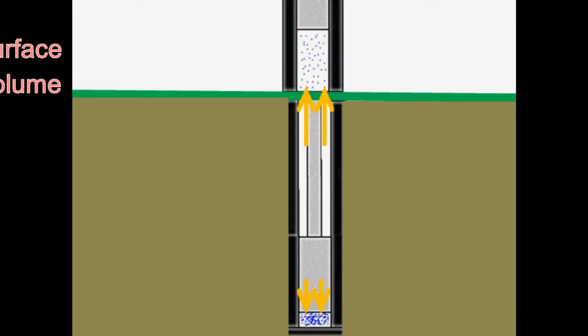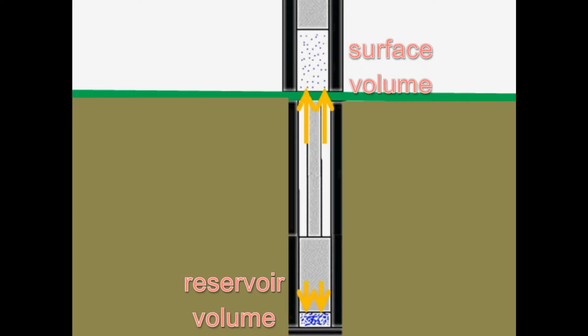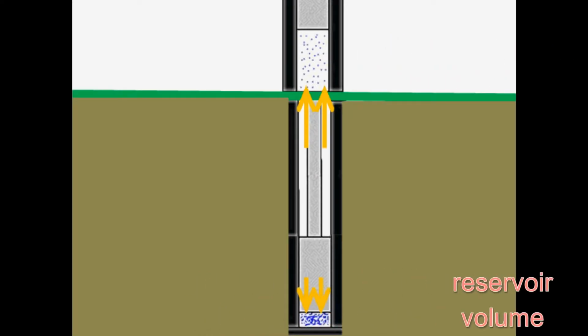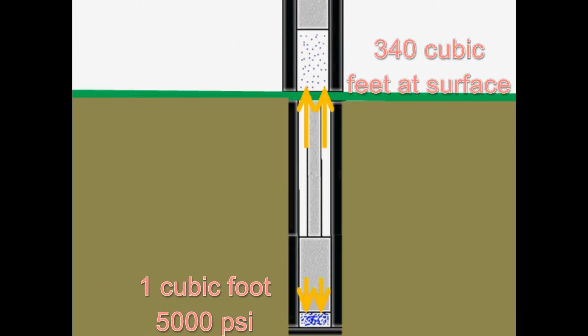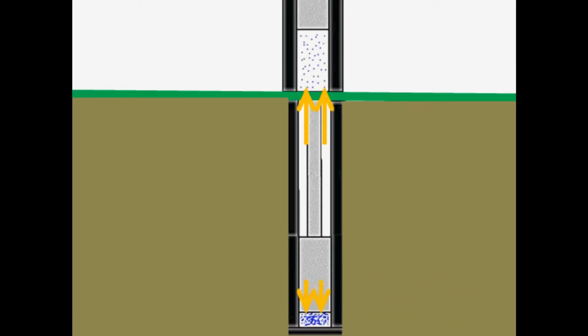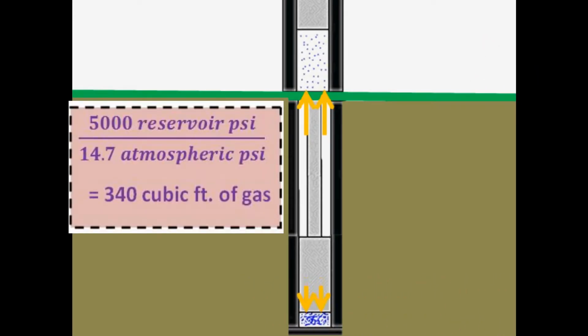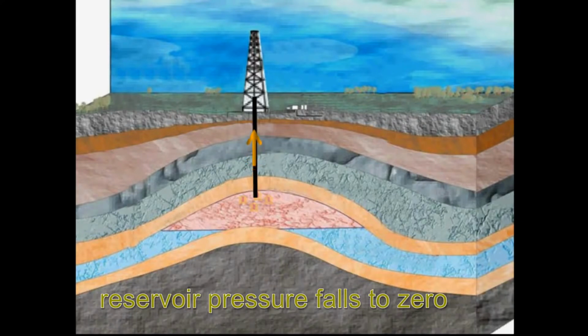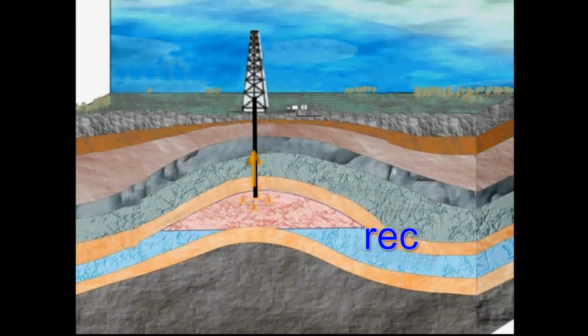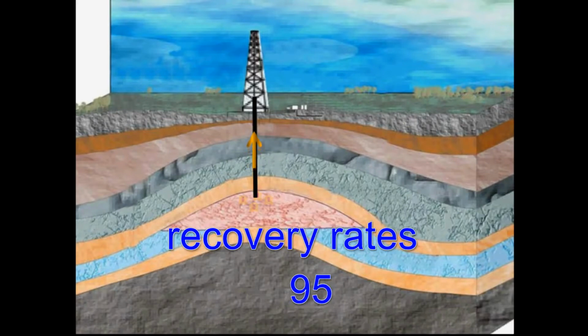Keep in mind that since gas is highly compressible, unlike oil, its surface volume is much greater than its reservoir volume. For example, 1 cubic foot of gas volume at 5,000 psi in the reservoir would expand to 340 cubic feet at the surface. We know this because we can divide 5,000 reservoir psi by 14.7 atmospheric psi to arrive at 340 cubic feet at the surface. As the well is produced, the reservoir pressure falls to 0. Recovery rates in the gas reservoir run around 95%.